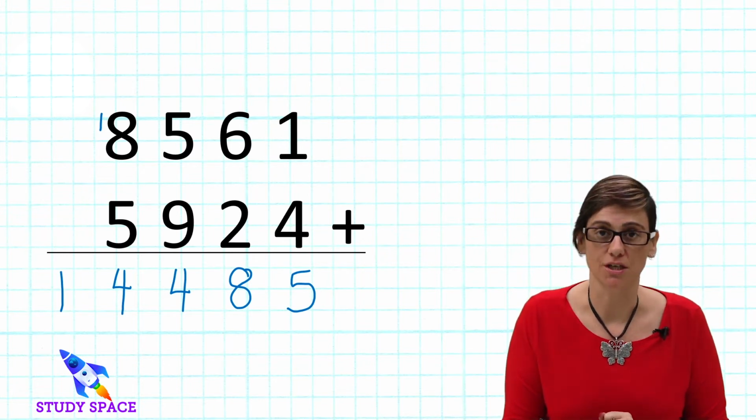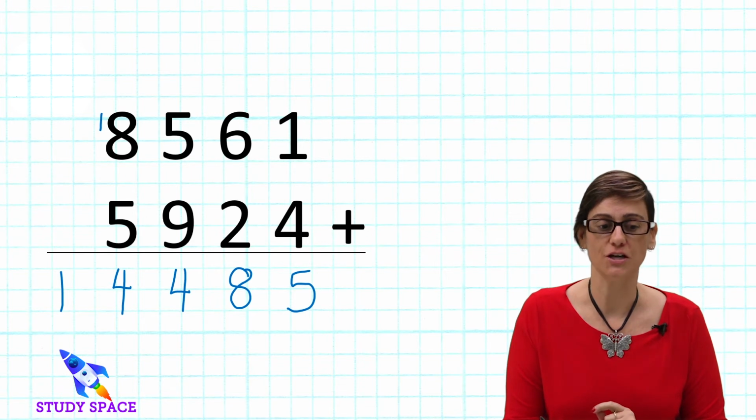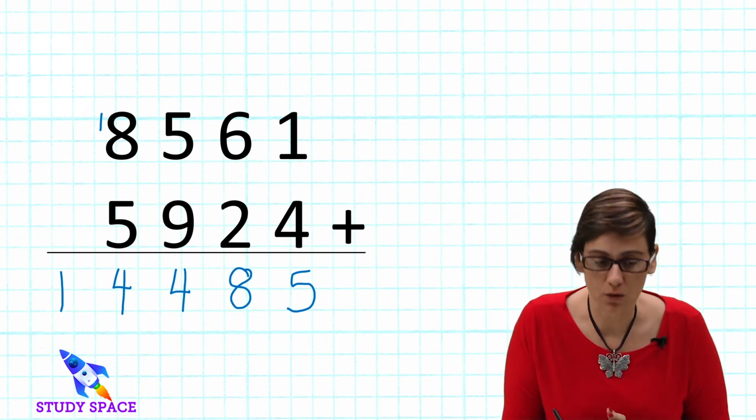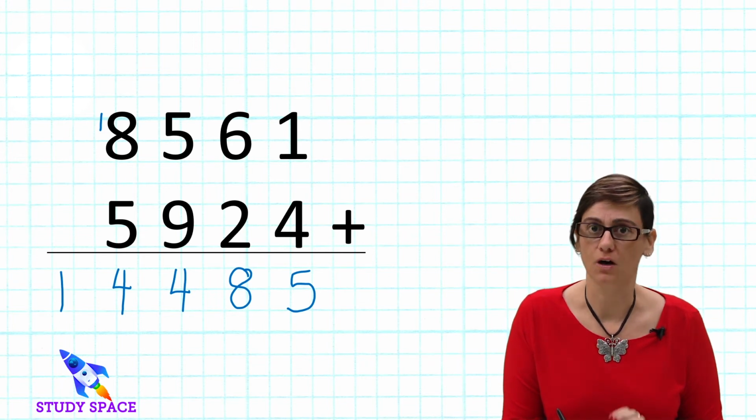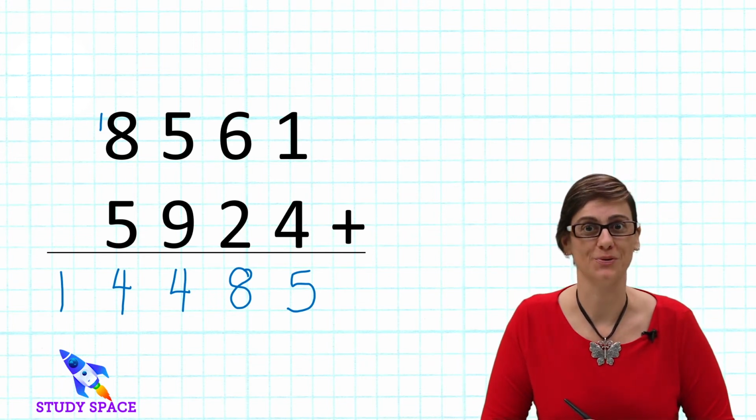So our question, 8,561 plus 5,924 equals 14,485. That's a big number, boys and girls.